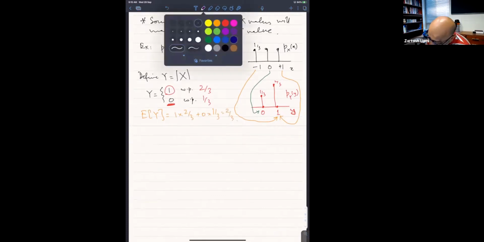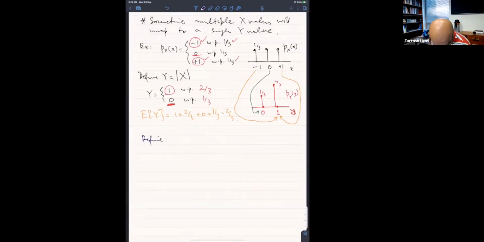Let me also define, on the same problem, z is equal to x square plus 5. What are the possible values z can take? I want its PMF. Z can take the value 5 when x takes the value 0. When x takes the value -1, it takes the value 6. When x takes the value +1, it still takes the value 6. So p_z(5) is 1/3, and p_z(6) is 2/3.